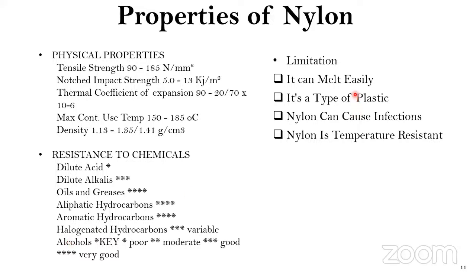As I told you, like other polymers, this nylon also has certain limitations. It can melt easily, as I told. It is a type of plastic, and nylon can cause infection, as nylon has little connection with moisture. This infection is because nylon has barrier properties. What do you mean by barrier property?